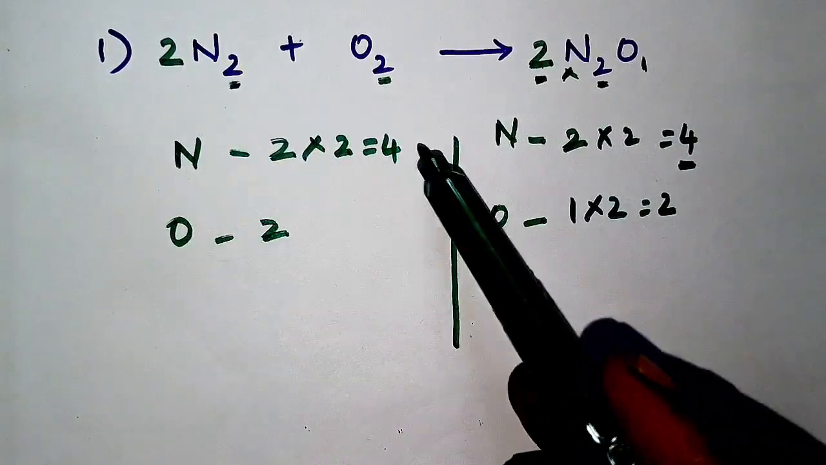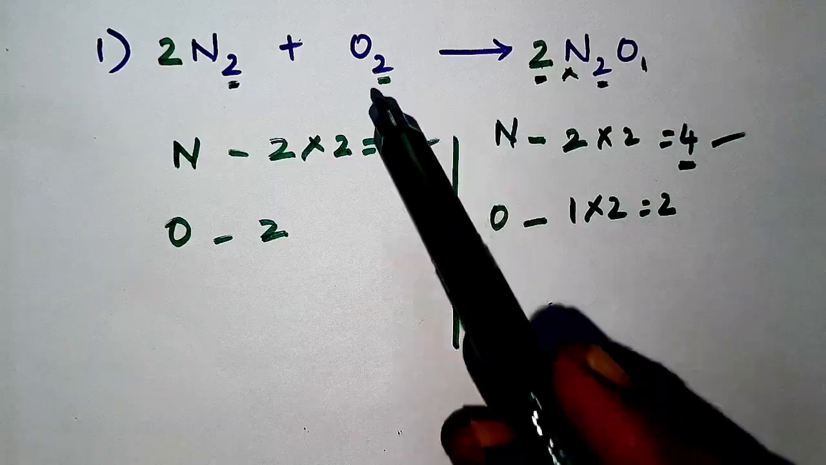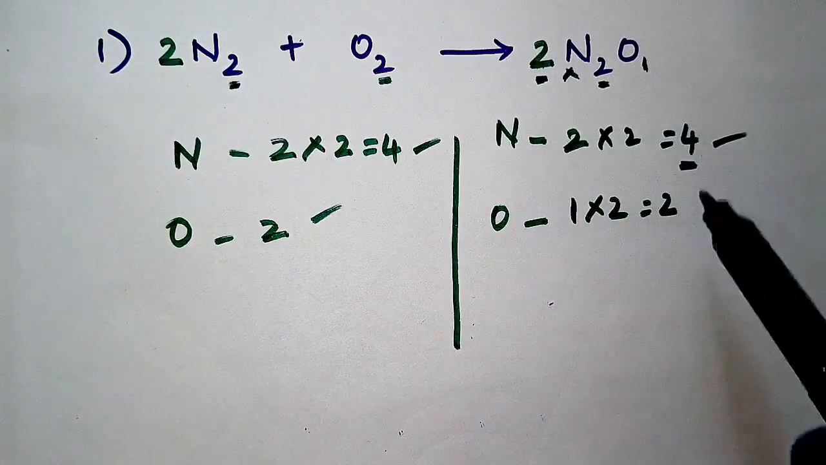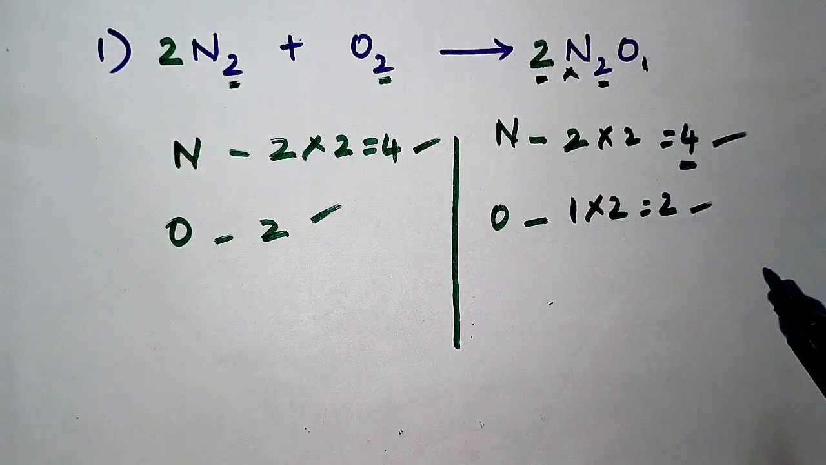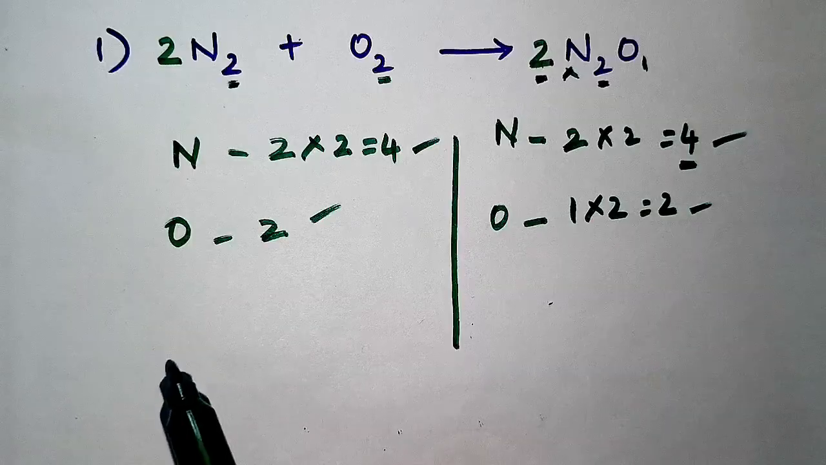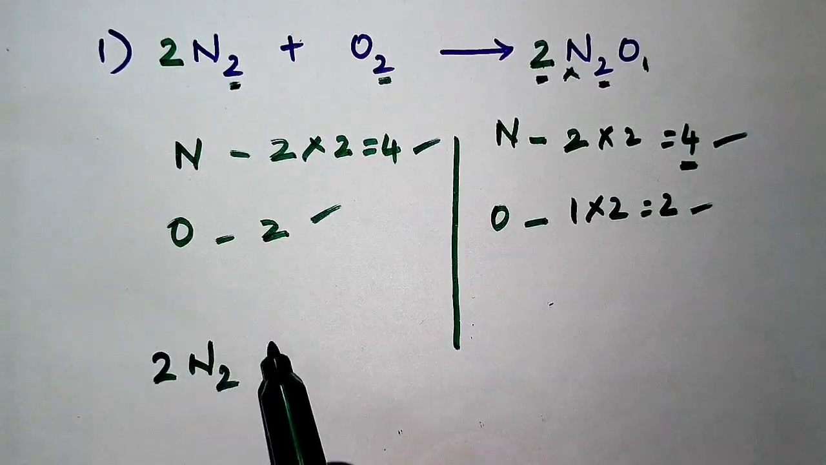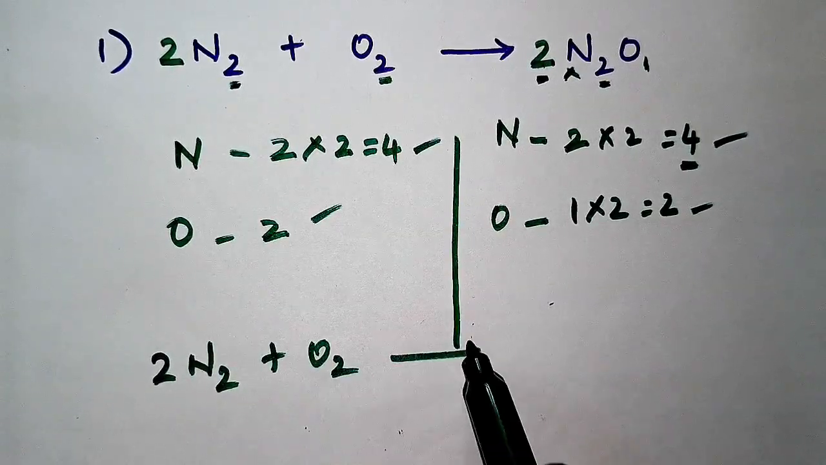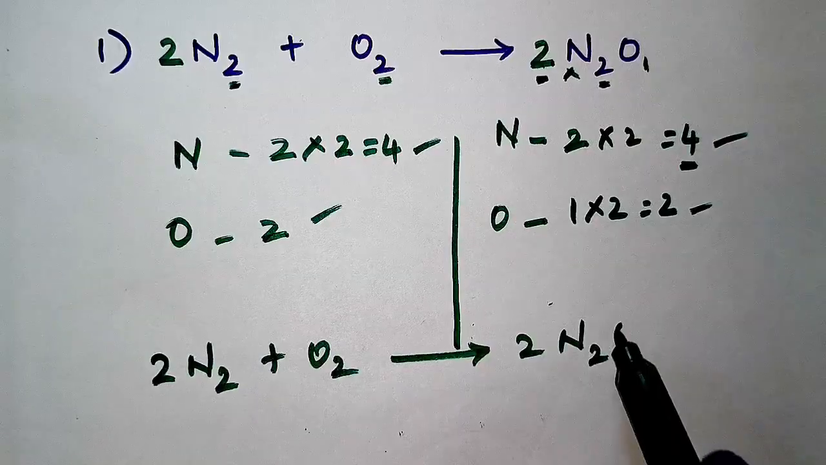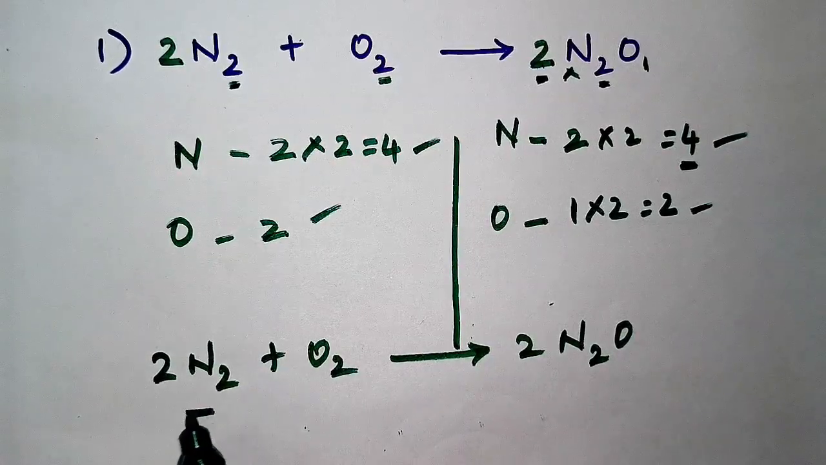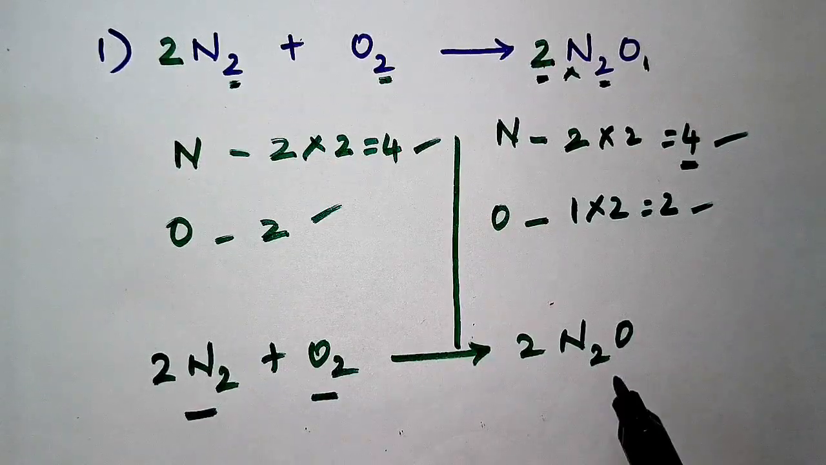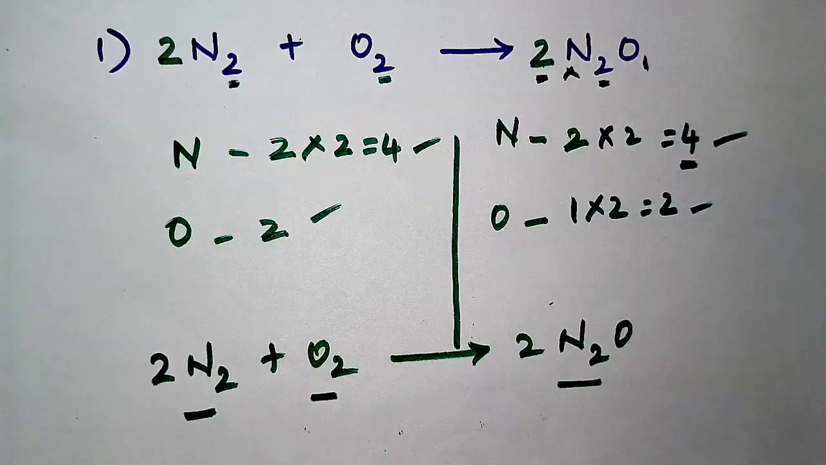Now you have 4 nitrogen, here also 4 nitrogen, and 2 oxygen, here also 2 oxygen. Now your equation is balanced. So your balanced equation is 2N2 plus O2 gives 2N2O. 2 molecules of nitrogen react with 1 molecule of oxygen and give 2 molecules of nitrous oxide, N2O.